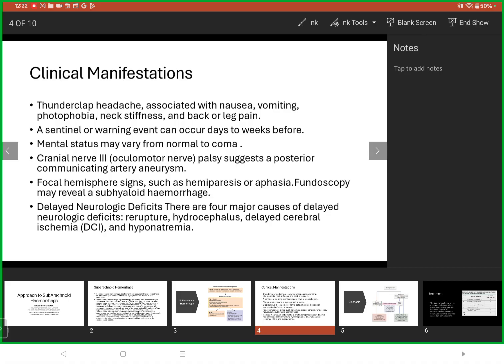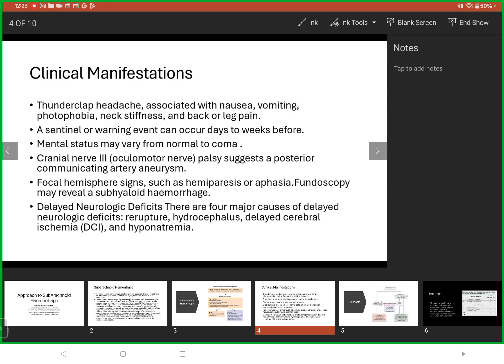A thunderclap headache associated with nausea, vomiting, photophobia, neck stiffness, and back or leg pain. A sentinel or warning event can occur days before. This is very common and often missed because, as I have said, focal neurological findings may not be present when the patient has a sentinel bleed. Mental status may be normal, or the patient may be in frank coma. At times, the patient can present with a cranial nerve, oculomotor nerve palsy, suggesting a posterior communicating artery aneurysm.